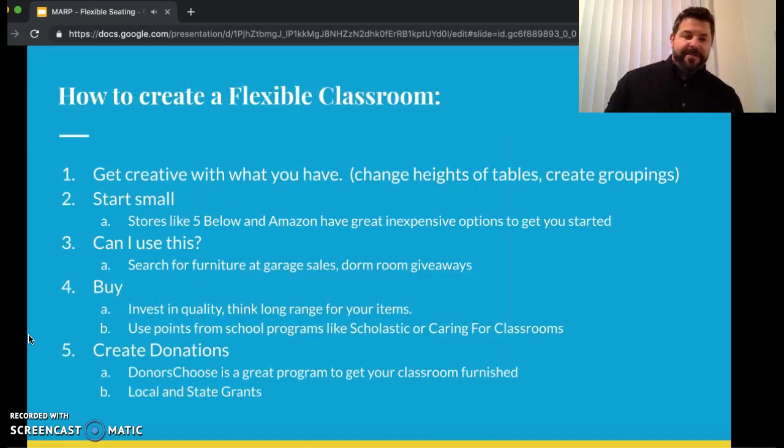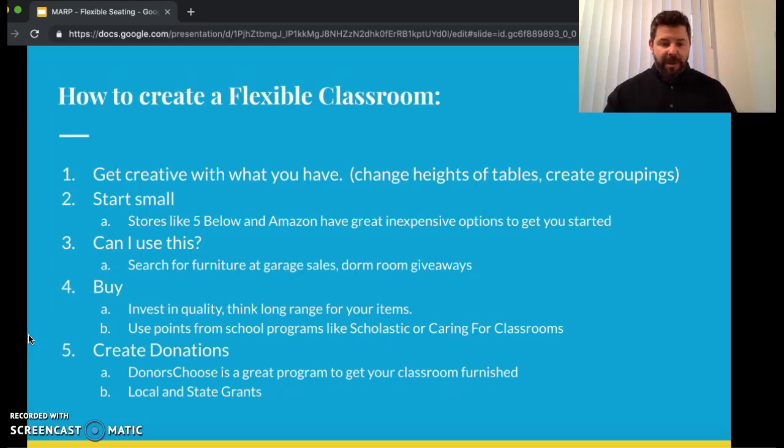So like Bella said there, freedom is a huge benefit of flexible seating. Students feel free even though they are in the confines of your classroom. And so I think that's really important. So now we talked about what it looks like and some opinions of others. How do you create a flexible classroom?